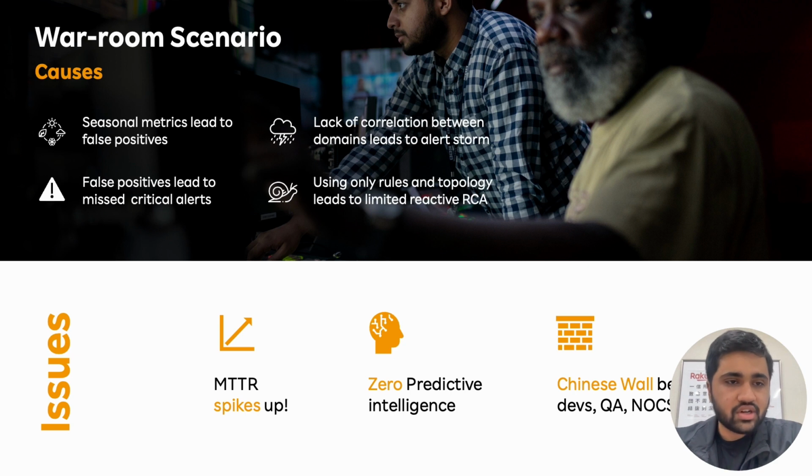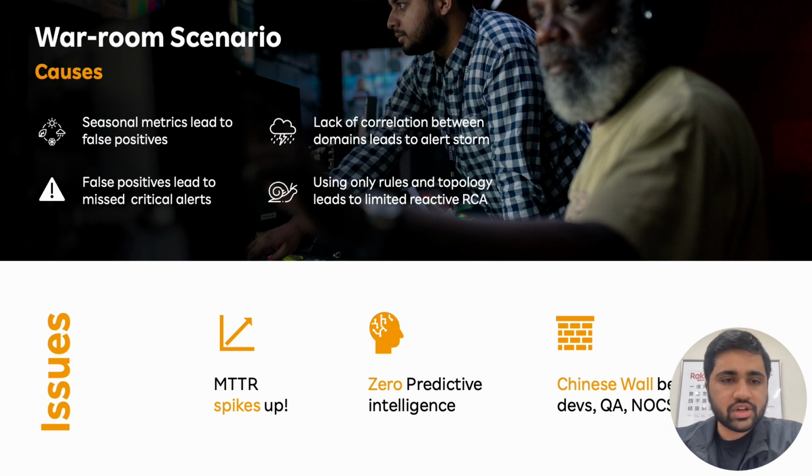Another result of the false positives is that you miss critical alerts. Because of this storm of false positives, where things are actually going the way they should, but you're still getting alerts, you might actually miss something that's going wrong. And because of this storm of alerts, you're going to miss whatever's actually going wrong, if anything is going wrong in that case.